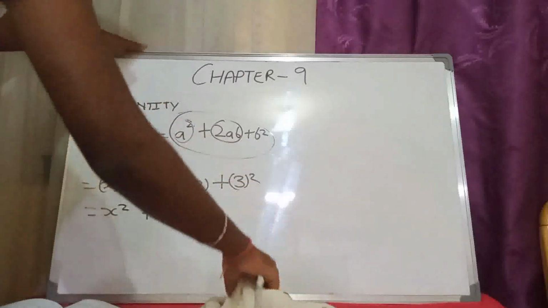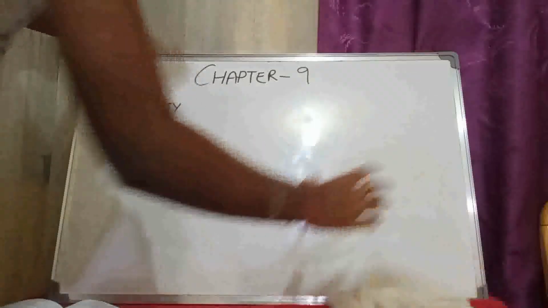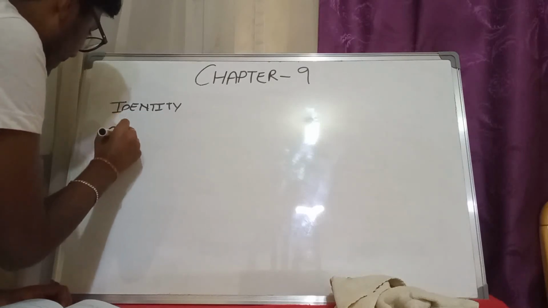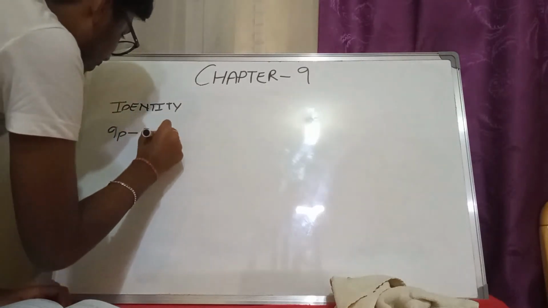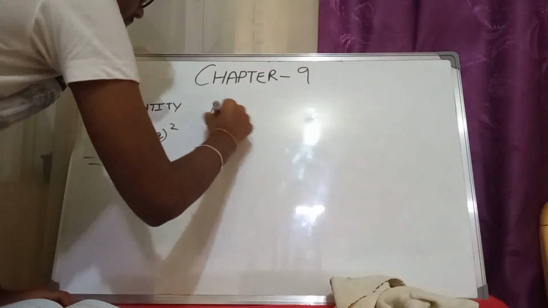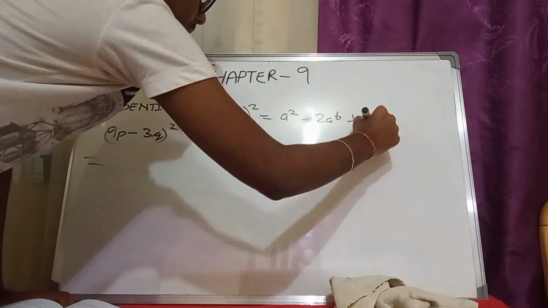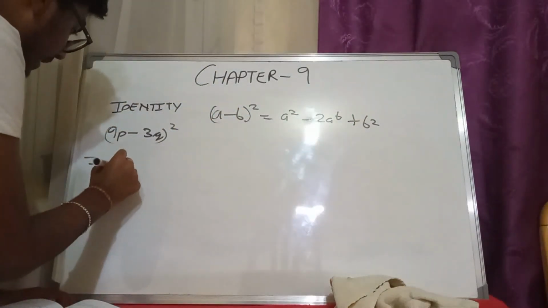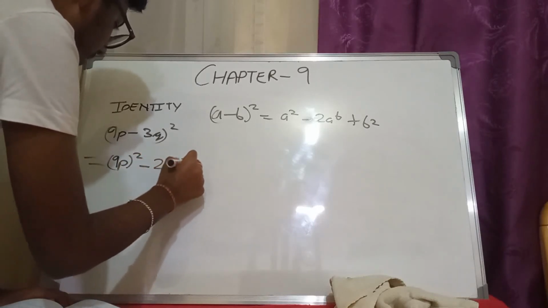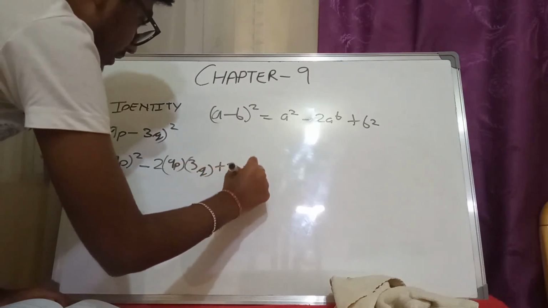Now we'll go for another example of another identity. Now say we get (9p minus 3q) the whole square. We solve it as it is given, that is (a minus b) the whole square equals a square minus 2ab plus b square, that is (9p) the whole square minus 2 into 9p into 3q, and then plus (3q) the whole square.